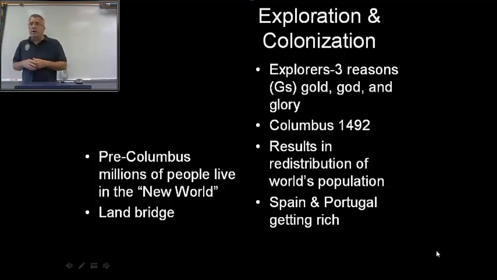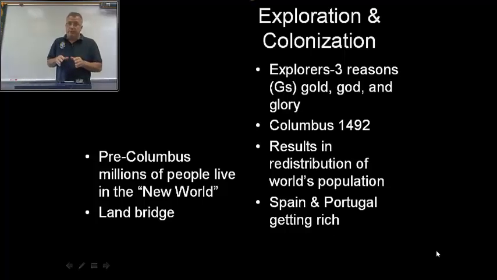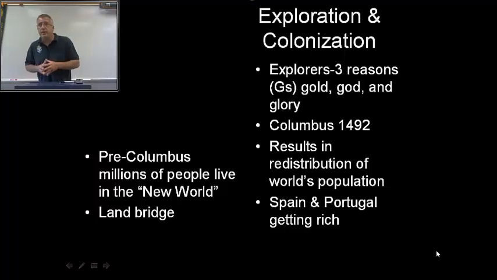So here, exploration and colonization. Columbus sailed the ocean blue in 1492, he discovers America. We're going to stick to that. That's the accepted idea. If I ask who discovered America, it's Columbus in 1492. There are a number of problems with this. First, millions of people lived here when Columbus got here, and they would argue that he did not discover anything since they were already here. And they've been here for thousands of years.